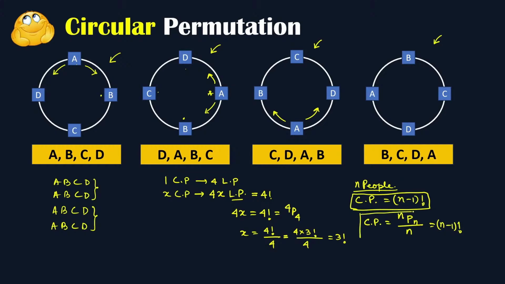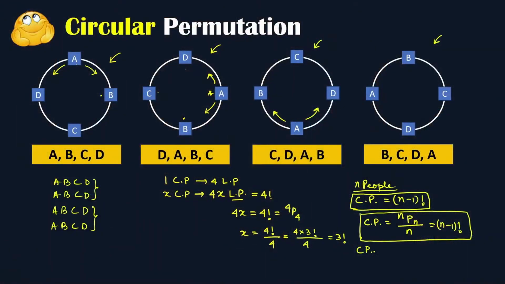Tell me yes or no. Have you understood the logic? Is this logic clear to you? So whenever I say that n persons are sitting around a circular table, the total number of circular permutations will be n minus 1 factorial, which can also be written as nPn divided by n. Now, why am I writing in this form? Why am I insisting you remember it in this form?